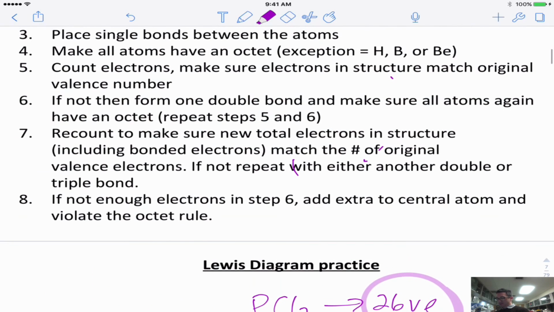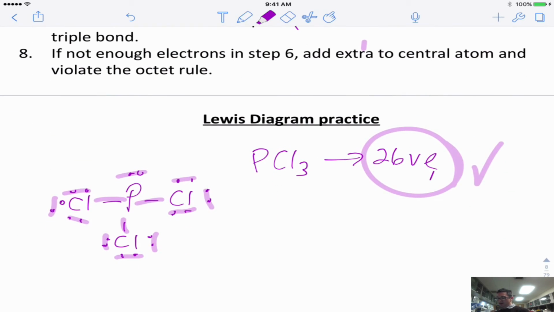Sometimes, though, you'll count them up. And guess what? You'll have too many. I'll count the structure and I'll have 28. And when I have too many, I'll need to form a double bond and redraw it. So I want you to practice a few of these tonight. Follow the rules, take your time doing it. I'll give you 3 to do.